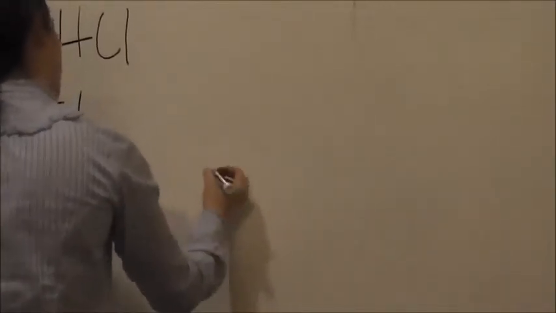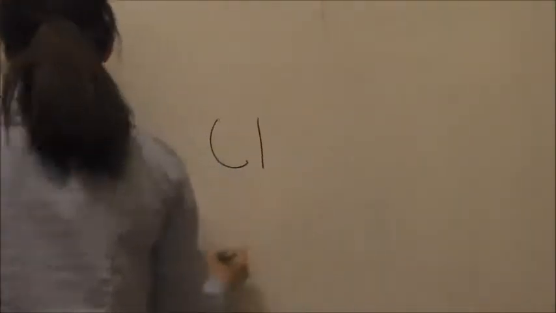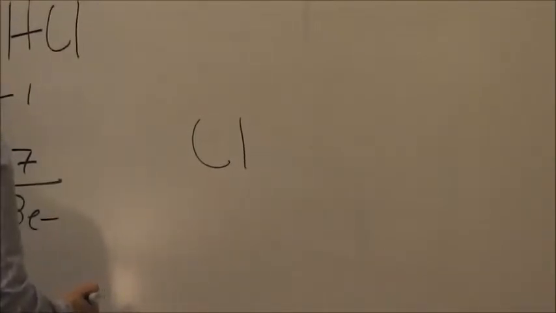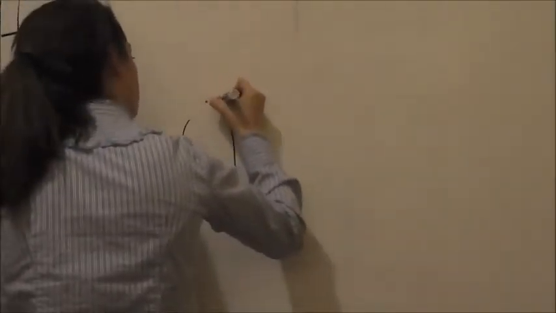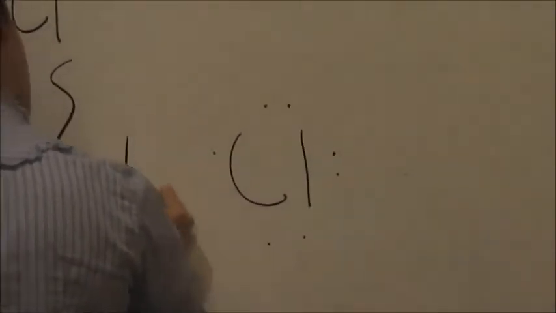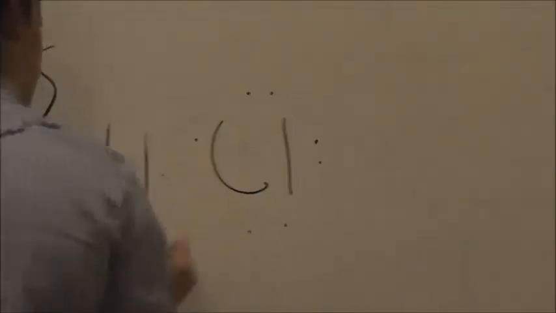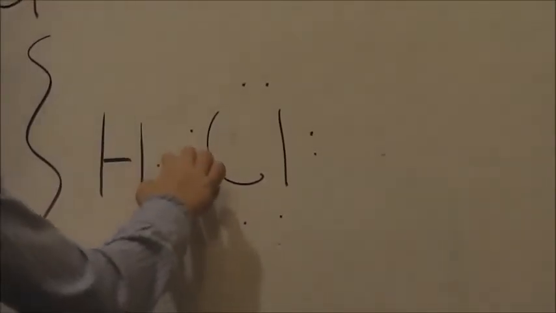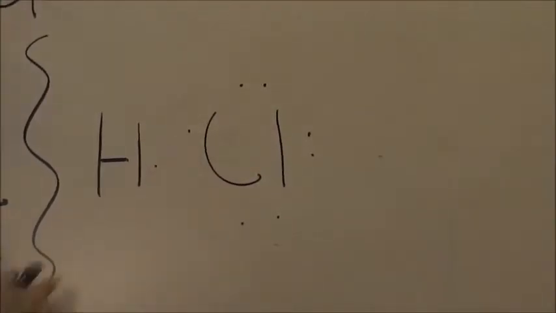So, Cl is going to be in the middle for this one. The central atom. We have 7 valence electrons, 1, 2, 3, 4, 5, 6, 7. And then we have hydrogen next to it with 1. And to create this covalent bond, all that's going to happen is we're going to share these 2 unpaired electrons with each other, creating this bond there. And you have HCl.